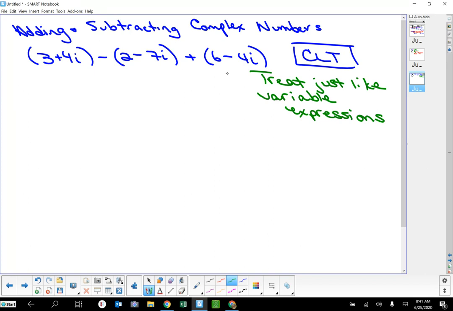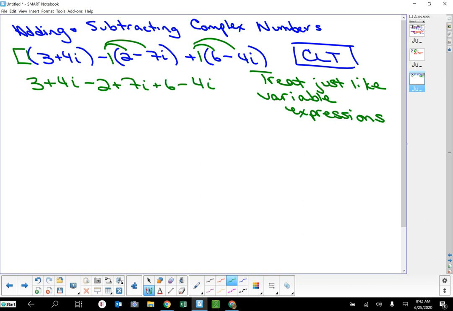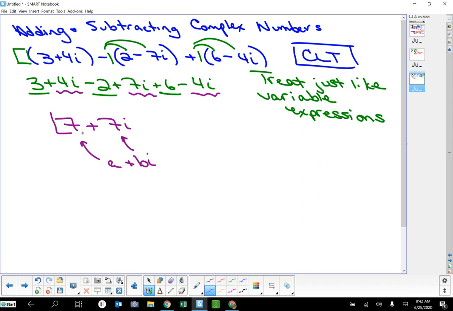By that I mean, if these were x's, you would just drop your parentheses if you don't have anything to multiply by in the front, right? And any coefficient. Here you have a -1, so I'd go -2 plus 7i. This is just a +1, so +6 minus 4i. And then combine like terms. 3 minus 2 is 1, plus 6 is 7. So I have 7. And then I have 4i plus 7i is 11i, minus 4i goes back to 7i. And this is in the form a plus bi, and this is your answer.